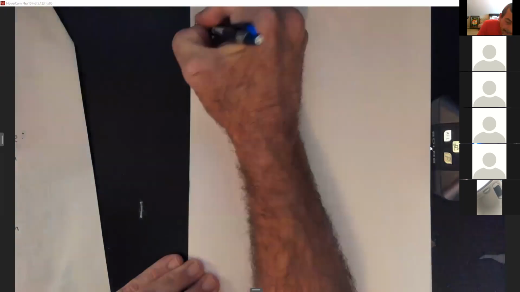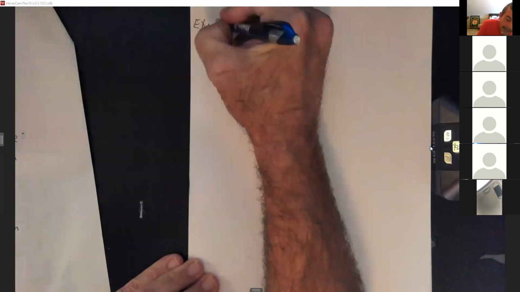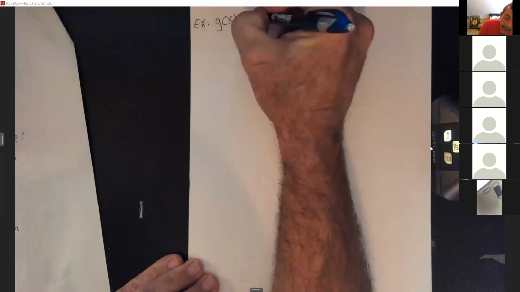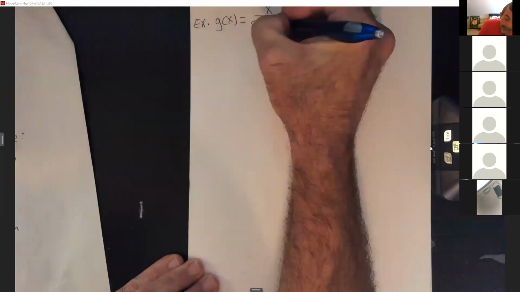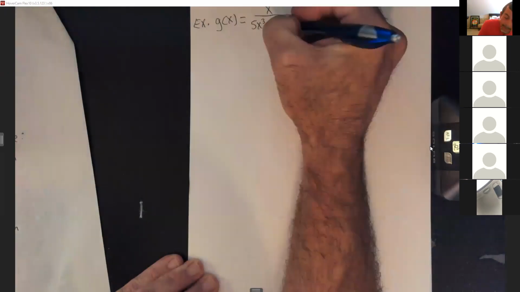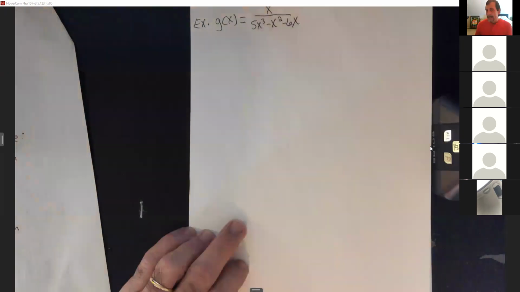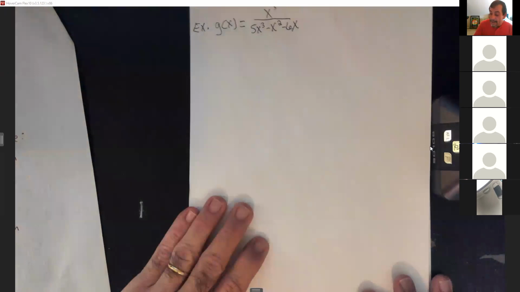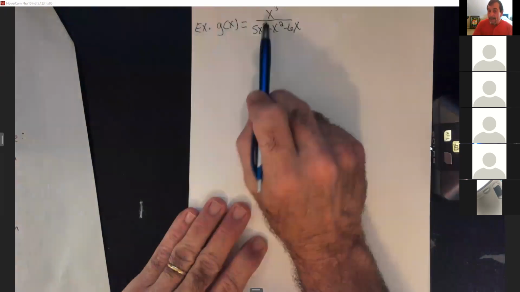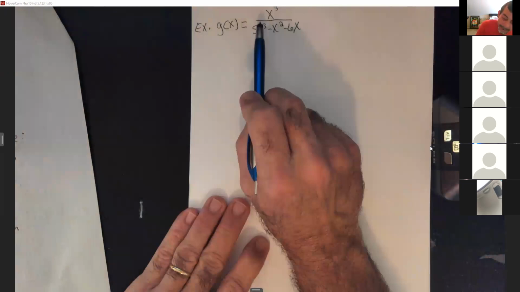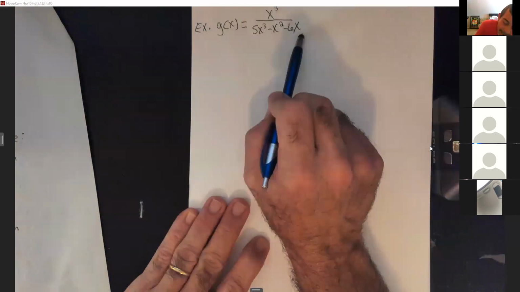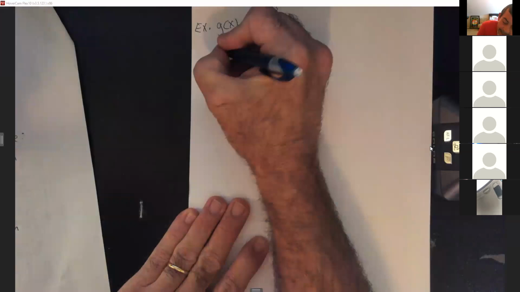So here we go. I got a g of x equals x to the third on top over 5x to the third minus x squared minus 6x. So if you notice, this one's got an x to the third in the bottom. That means I could possibly have 3 vertical asymptotes. So what we got to do is start out by setting all that equal to 0.